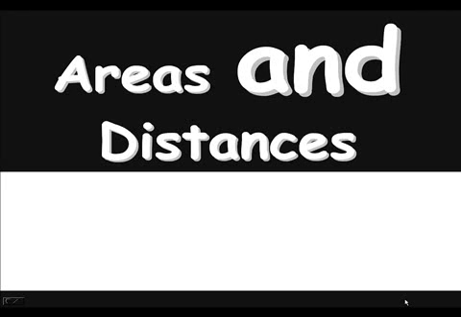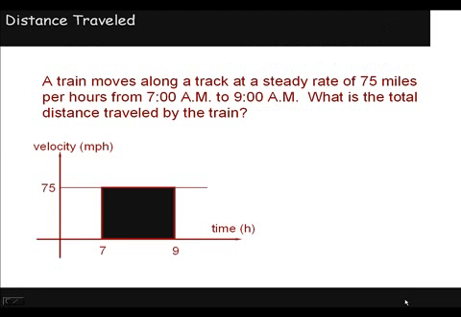This is another lesson on areas and distances. If a train moves along a track at a steady rate of 75 miles per hour from 7 to 9 a.m., what's the total distance traveled by the train?